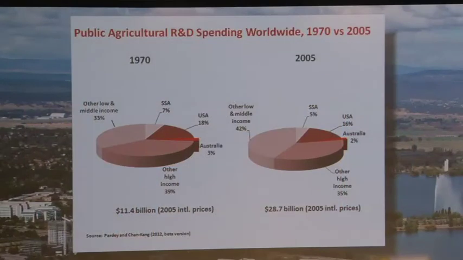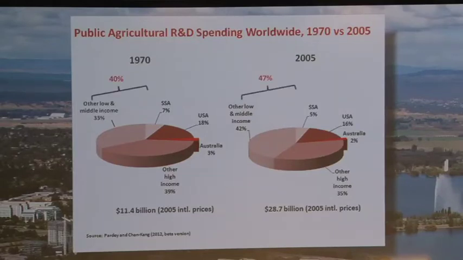So over the longer run, if we flush out inflation and express these in 2005 prices, from 1970 to 2005, we see a very healthy trend in terms of more than a doubling in overall global investments in public agricultural R&D. We've gone from just over $11 billion to about $29 billion. We see Australia's share of that global total falling. So we were around 3%, it's fallen to around 2%. But so has the US share and the other higher income share.